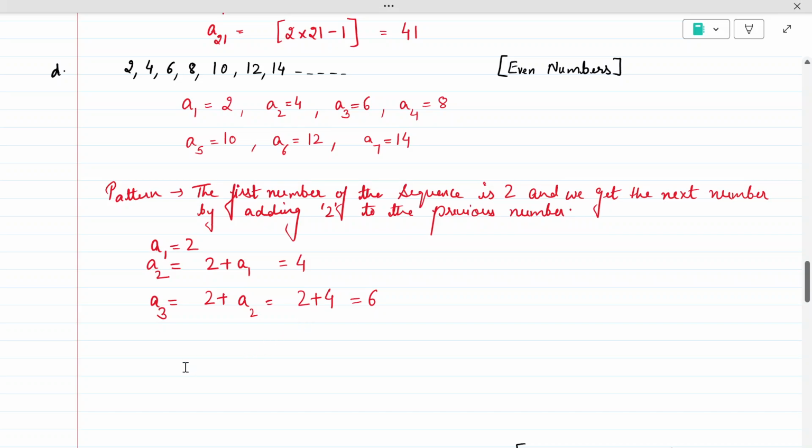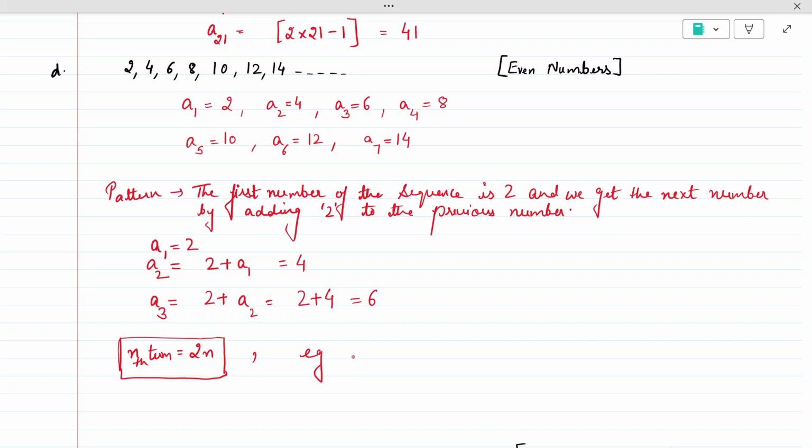Okay. So now if I have to derive the nth term here, what is the formula? The formula to derive the nth term in the even number sequence is 2n. Okay. So if I have to derive the nth term in the even number sequence, I have this formula. Nth term is equal to 2n. Let's see how it works.